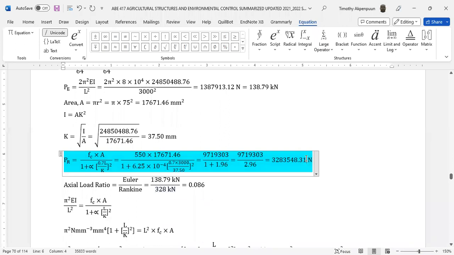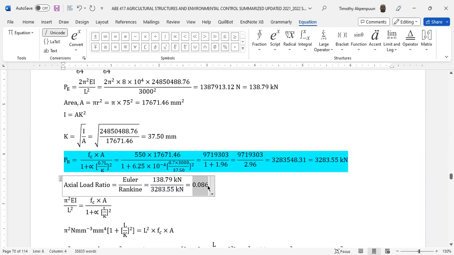So by kilonewton, that was going to be what? Divided by 1,000. That's going to be 3283.55. Okay, so now divide the upper by the lower, let's say.